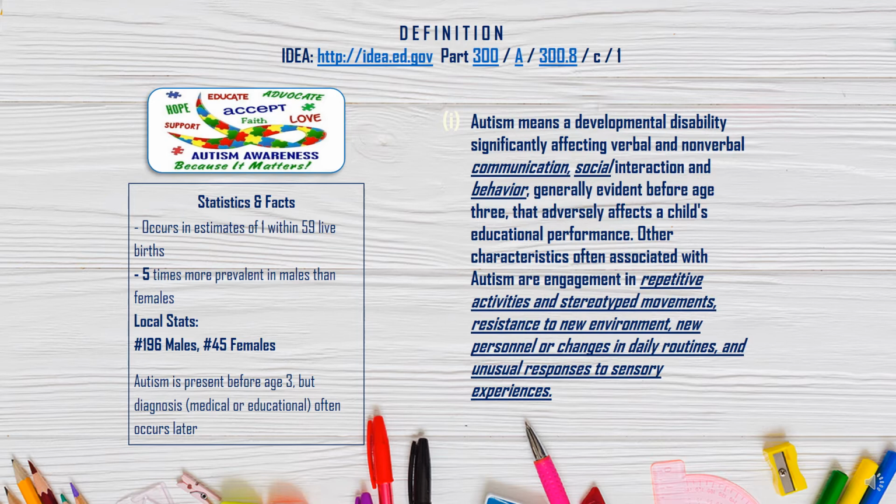Some statistics and facts are that autism occurs in estimates of 1 within 59 live births. It is 5 times more prevalent in males than females. This is evident in our local stats. In GDOE, we have 196 males and 45 females. Although autism is present before 3 years old, diagnosis often occurs at a later age. In GDOE, we are able to evaluate as young as 18 months.